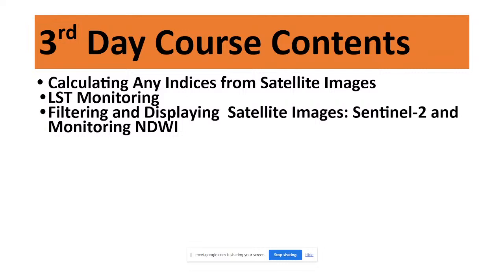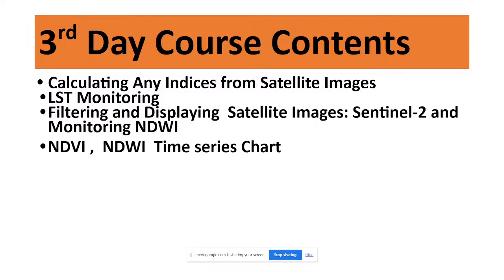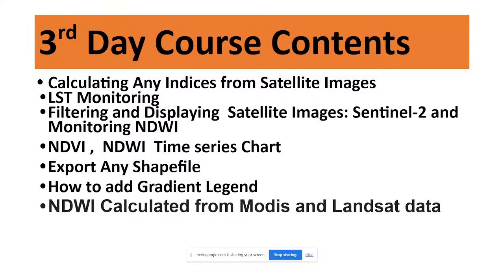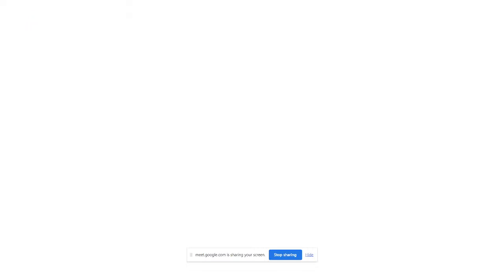In the previous class I discussed Landsat, and in today's class I will show how to filter and display satellite images, mainly Sentinel-2 imagery, and use it to make the NDWI, the normalized difference water index. Then we will discuss the NDWI time series chart, how to add a gradient legend on your map, and how to calculate NDWI from MODIS and Landsat data.